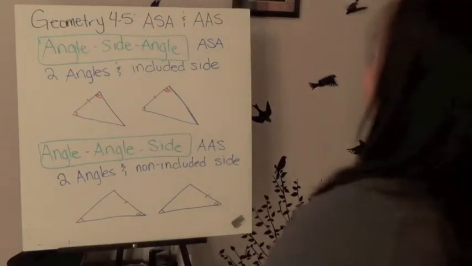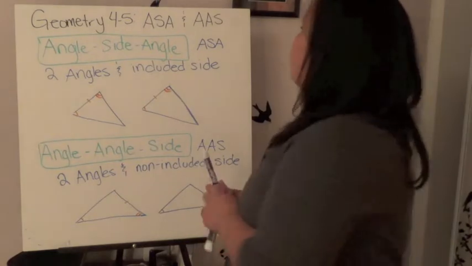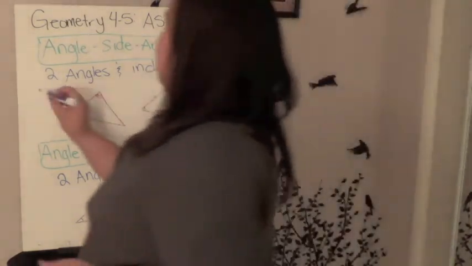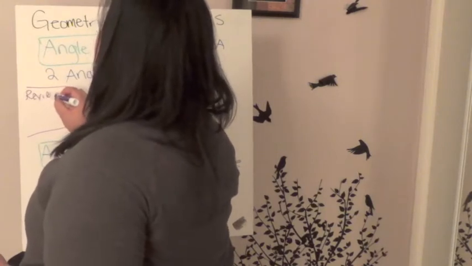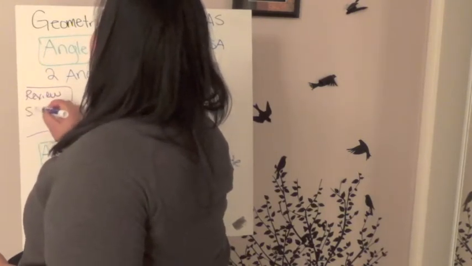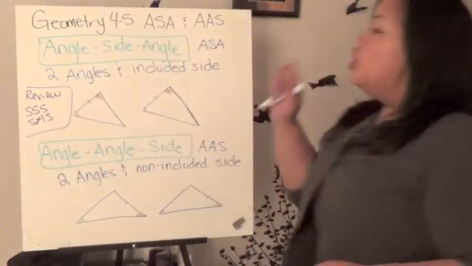Geometry section 4-5 continues with the shortcuts that we had. If you remember what we had, our shortcuts total, as review, were side, side, side, and side, angle, side. Well, now they're giving us two more.